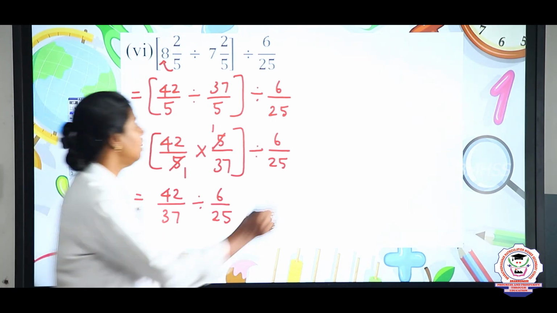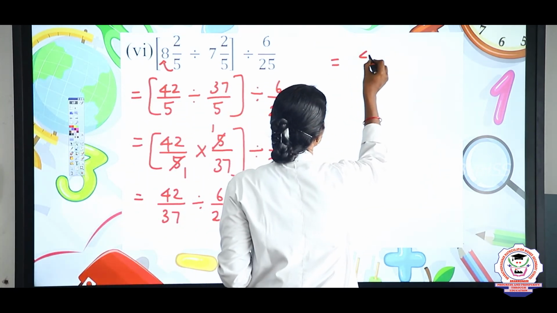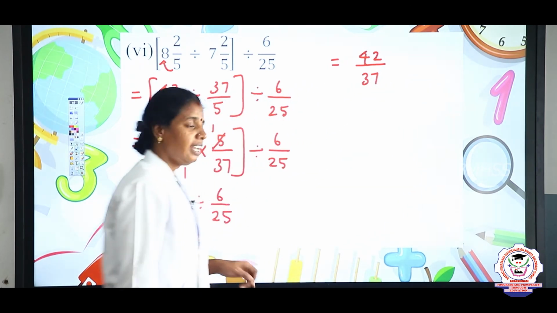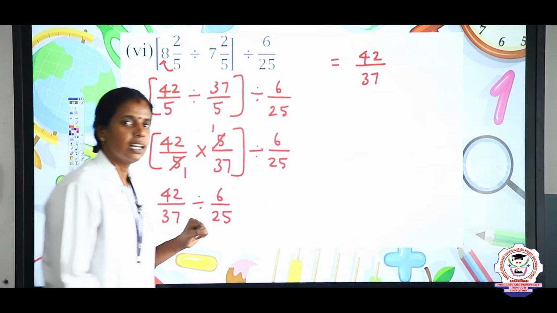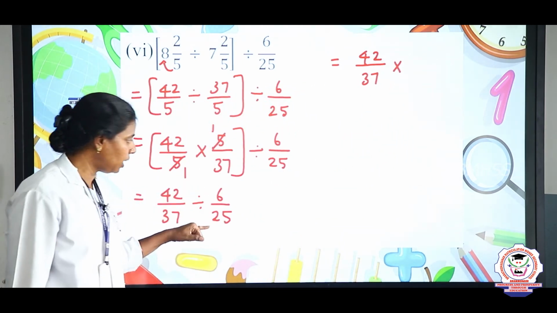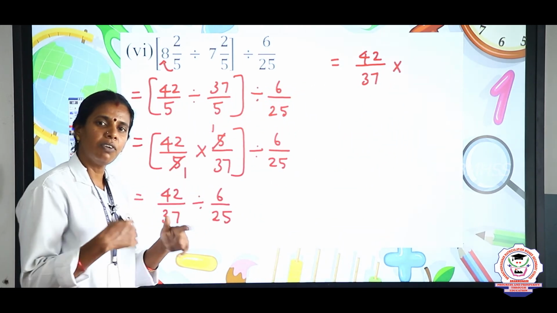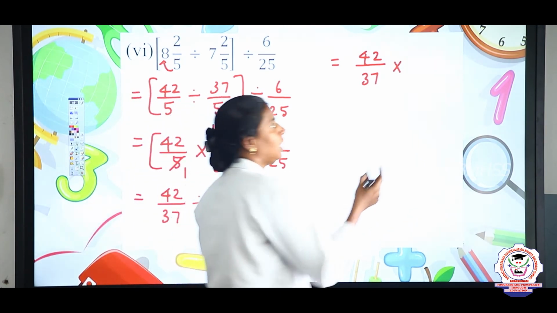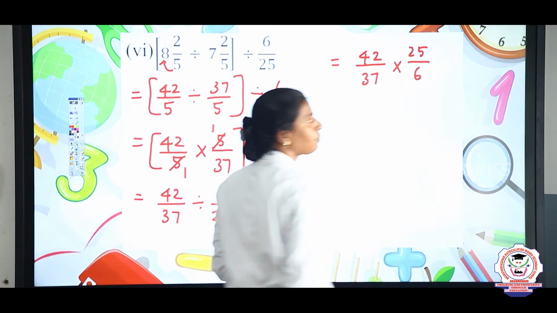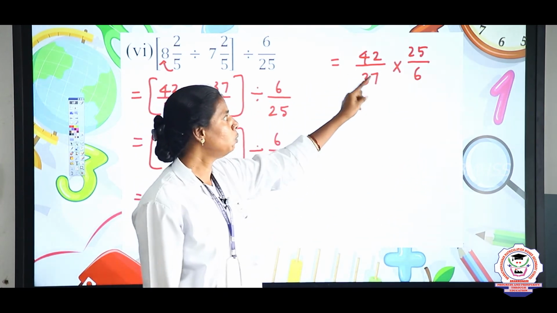Now we can write the first number as it is, which is 42 by 37, and the divide symbol will be replaced as multiplication. And the next one, 6 by 25. How to write 6 by 25? The reciprocal of that number. So, 25 by 6. Now solve these two.